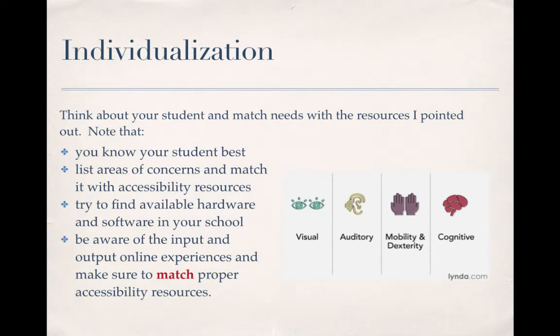Meanwhile, think about your student and match the needs with the resources I pointed out. Note that you know your student best. List the areas of concern and match them with the accessibility resources. Try to find available hardware and software in your school. Be aware of the input and output online experiences and make sure to match proper accessibility resources.